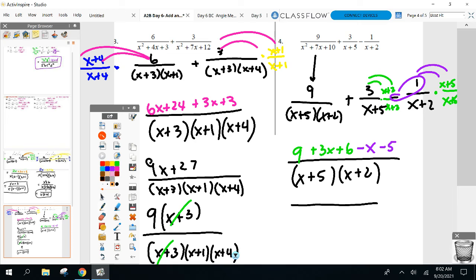All right, take your time. Take your time. Combine everything you can. How many x's do I have up there? Let's see. 3x minus x, so 2x. Uh-oh. 3 numbers at a time. 9 plus 6 minus 5. 10 spot.